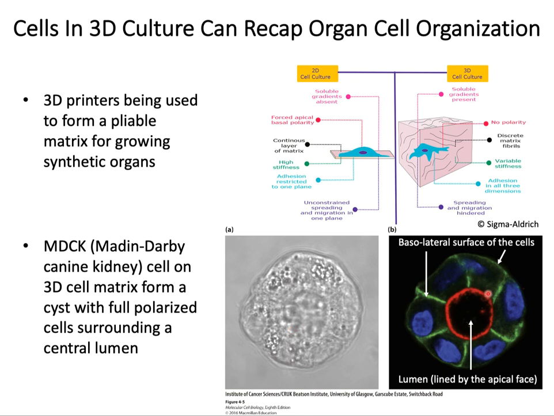But on the right hand side, this is an image from fluorescent microscopy. The cells have been stained with a red dye or fluorophore, which will only bind to a protein found on the apical surface of the cell. So you can see the apical surface is stained red, facing the hollow or the lumen of the structure.